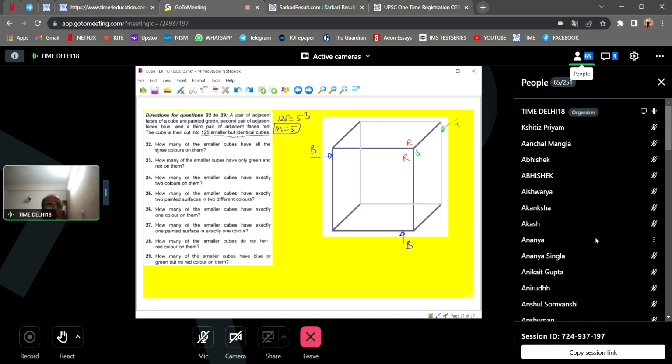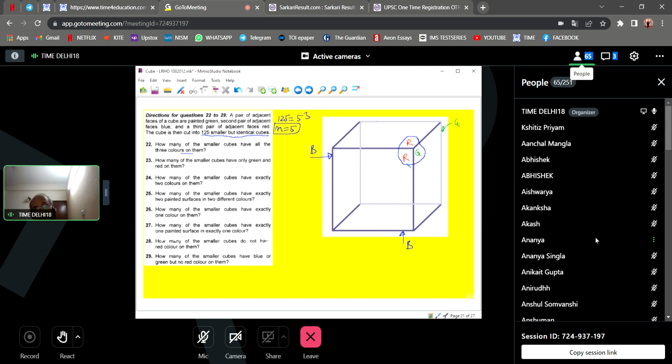Now, I move to the 22nd question. How many of the smaller cubes have all the three colors on them? One way of doing it is looking at all the corners. Do I need this? I need all the three colors. Three colors will be there on the three side painted ones. Where will they be? On the corners.